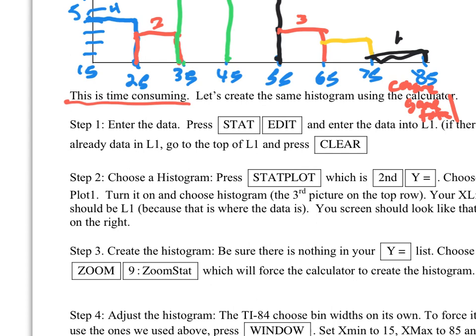What did you say? Stat. So here I go. Stat is next to the left arrow key here. When you hit edit, you have a list. If you already have something in the list, you can move up to list one, L1, and hit clear, not delete, clear, and those will be erased. But I'm going to leave them since they are your data. So you will key in all 32 pieces of data.